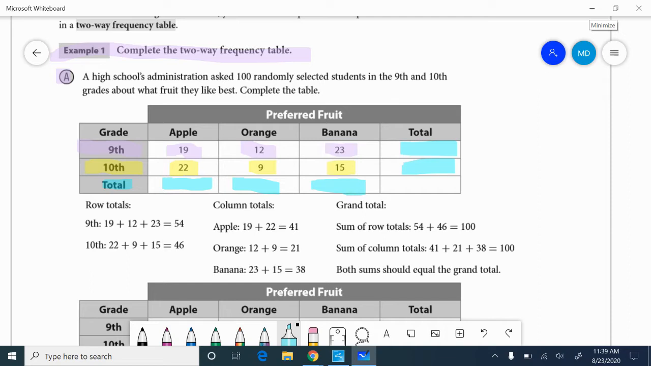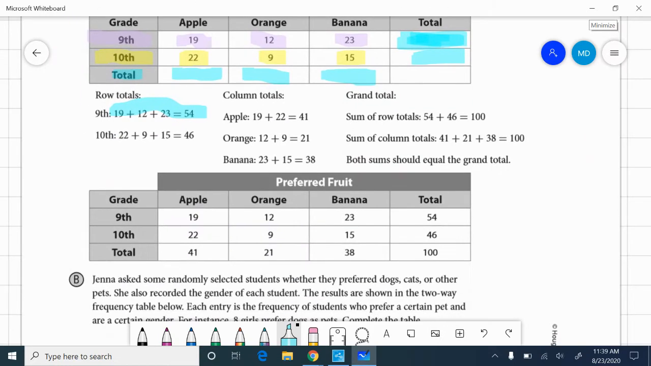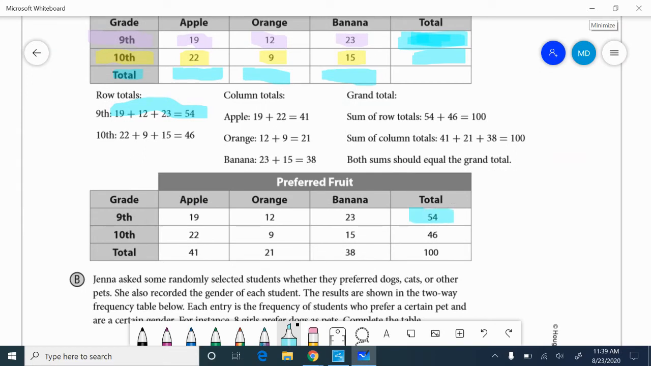we'll be able to fill in just by adding. So for the row totals, to get this one here, it's just by adding up these numbers. Okay, and you're going to see that they put 54 in that spot. To get this row's total, the 10th, you add up all those numbers, you get 46. That's why 46 is showing up here.